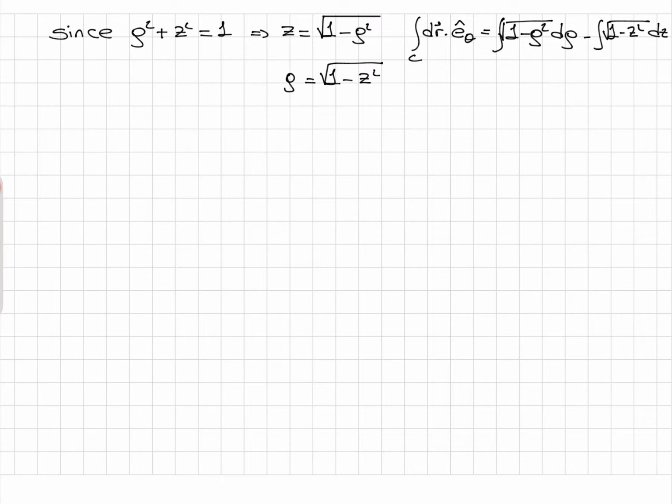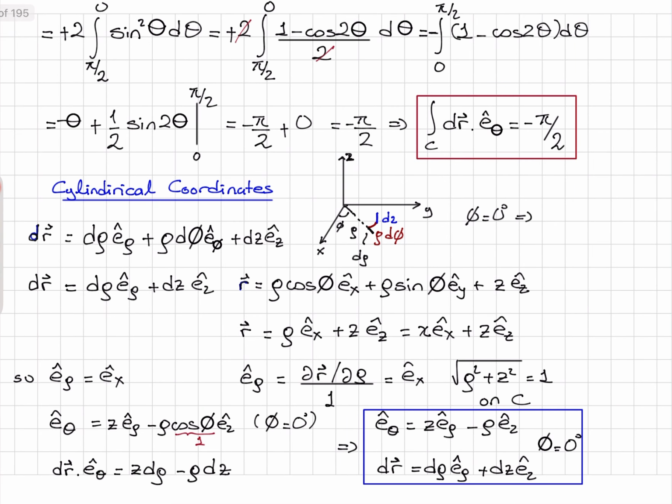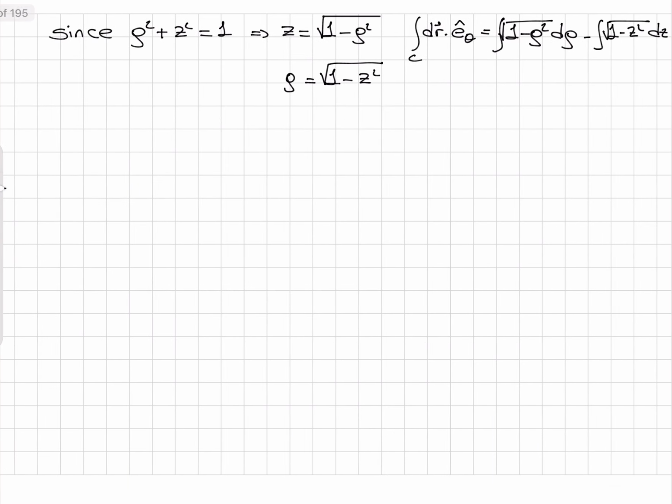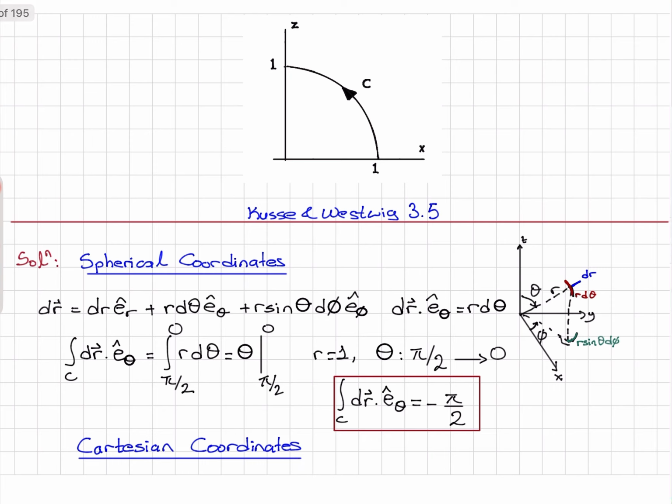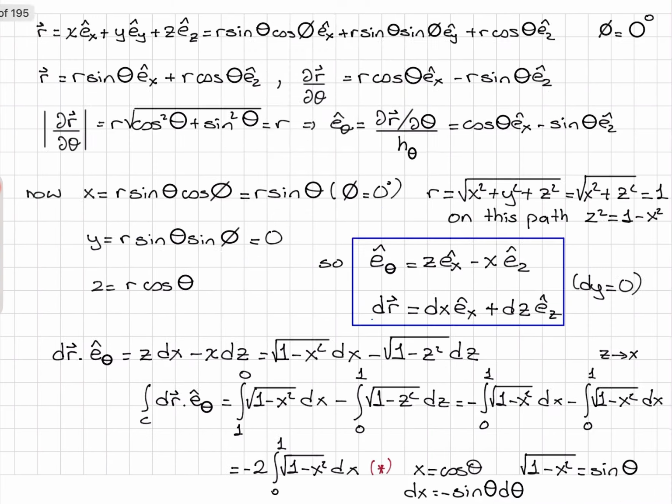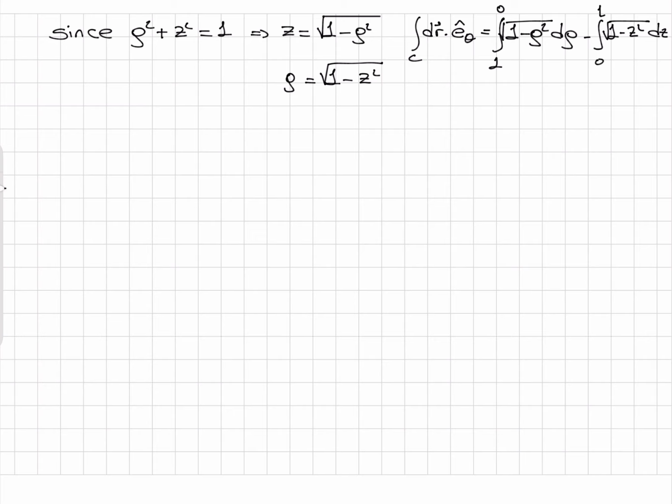And how do I change ρ in this integral? Remember that I have found out that ρ is equal to x on this path, on this contour C. So x has to go from 1 to 0 and z has to go from 0 to 1. Therefore, ρ has to go from 1 to 0 and z has to go from 0 to 1. Now I have a situation identical to what I had using the Cartesian coordinates.